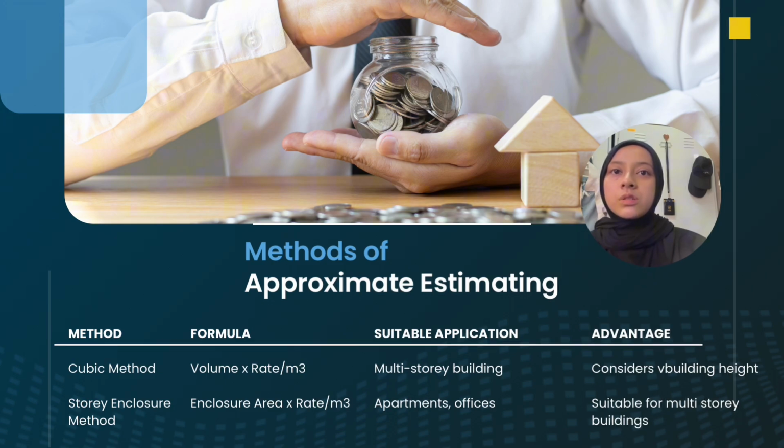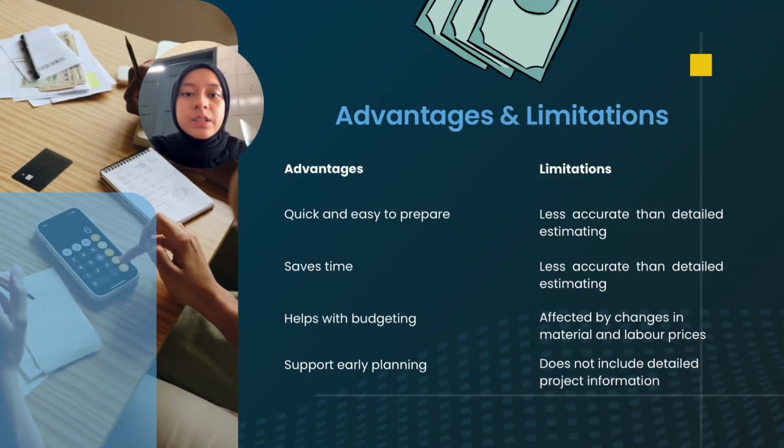like including the floor area, roof area, and external walls. This method is commonly used for multi-story buildings such as office and apartment, as it provides a more comprehensive estimate than the floor area method. So that's the explanation about all four common methods of approximate estimating.